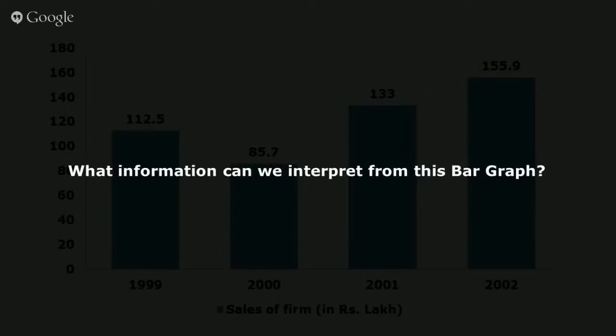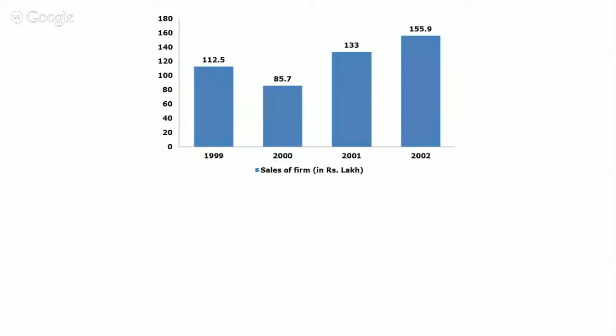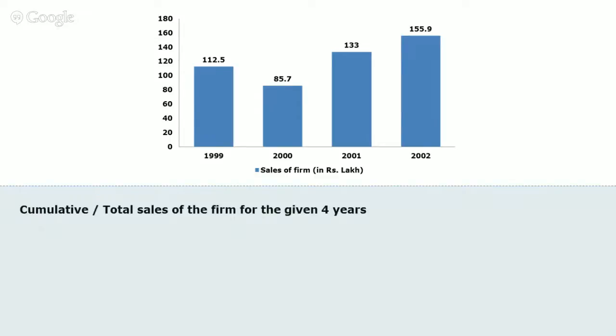So after looking at the bar graph, we clearly came to know the sales figure for different years. But what are some other sets of information which we can interpret from this bar graph? So let us go ahead and find that out. The first piece of information which I can arrive at is the cumulative, or the total, sales generated by the firm in these 4 years.